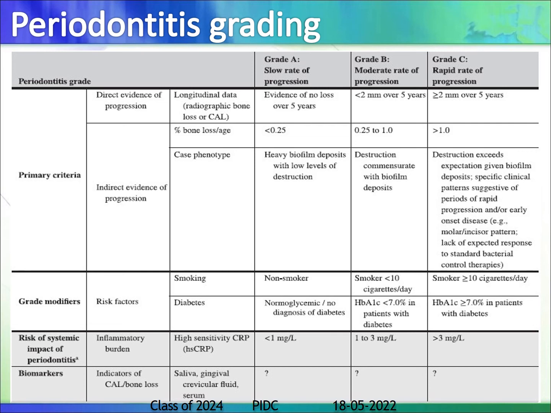So grade A includes non-smokers, grade B smoking less than 10 cigarettes, and grade C more than 10 cigarettes. Grade A again if there is normal glycemic status or no diagnosis of diabetes. HbA1c less than 7% comes under the grade B category. HbA1c more than 7% comes under the grade C category. All the other factors, biomarkers and everything, are still in the study phase.